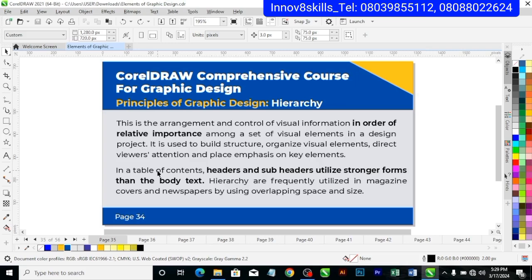If someone looks at your flyer, for example, that is what you are expecting them to see first, so as to retain and capture their attention. And how do we achieve this? You can achieve it by varying the size or the color or whatsoever. We will learn more about them later. If you look at a table of contents, you see that the headers and subheaders are usually stronger than the body text, because if the headers catch your attention, you will definitely read through the body of the text.